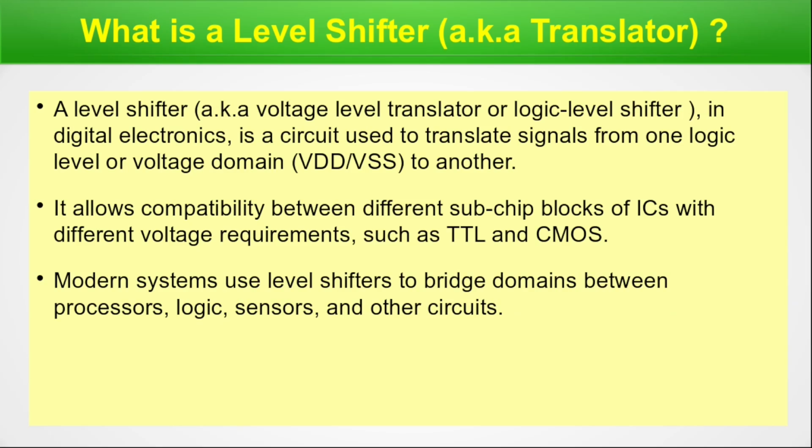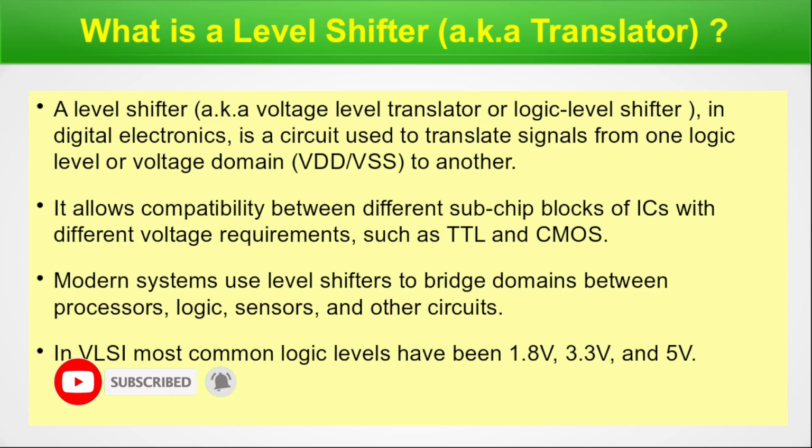Modern systems use level shifters to bridge domains between processors, logic, sensors, and other circuitry. In VLSI, the most common logic levels are 1.8 volt, 3.3 volt, and 5 volt. However, nowadays the voltage VDD has come down to almost 1 volt or 1.1 volt and even below that in the sub 10 nanometer node. You can follow all these details in the ITRS roadmap. Link will be provided in the description.